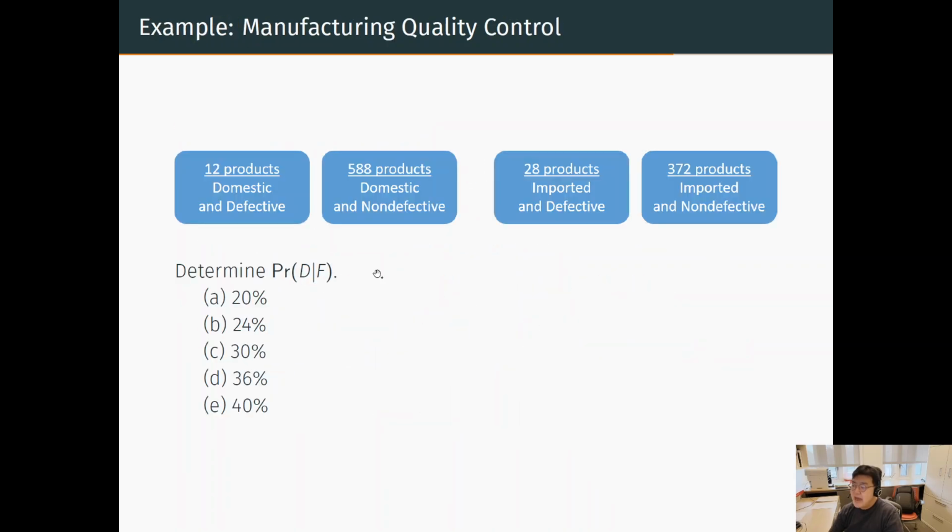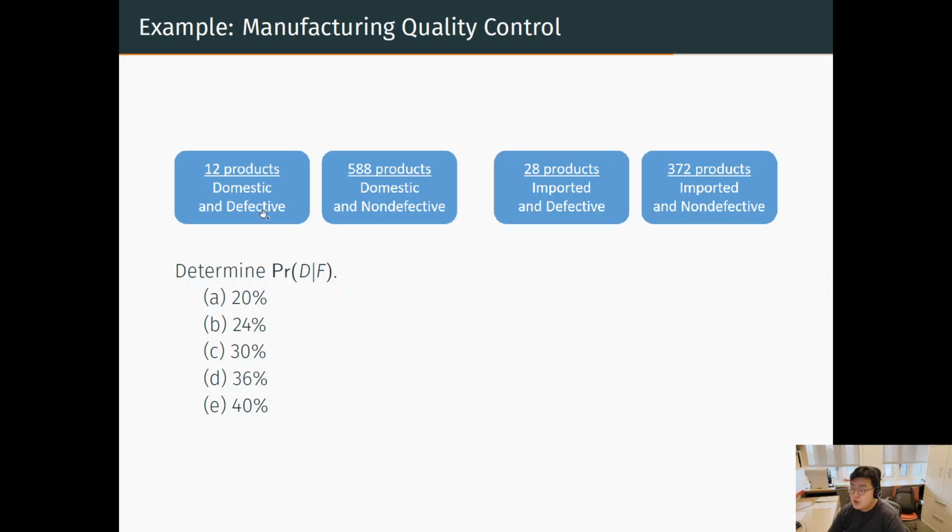But I'm asking you the other way. If you know that a battery is defective, what is the probability that it was produced domestically? So you are changing the role of main event and condition, right? Previously the condition was about domestic, but now the condition is being defective.